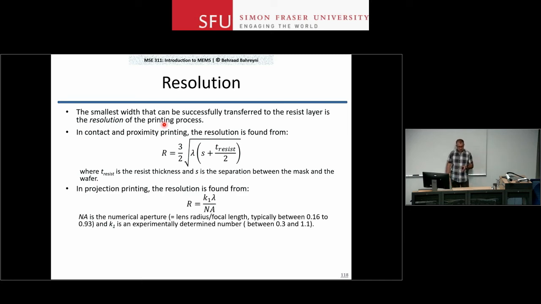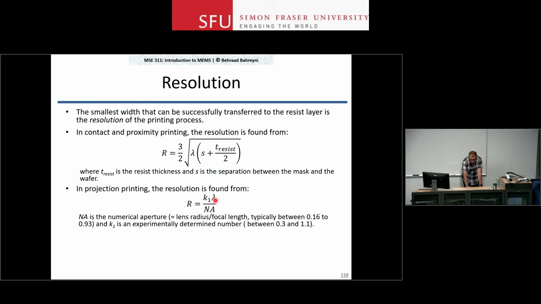For projection printing, things are a bit more complicated. It's a complex optical setup. The resolution at the end of the story is given by the formula shown here. In this case, the resolution is directly proportional to lambda. So that is the reason for a push for going to shorter and shorter wavelengths. Because a lot of industrial manufacturing facilities use projection printing. So you go and use a shorter wavelength, you get that much improvement in your resolution, which is really important.